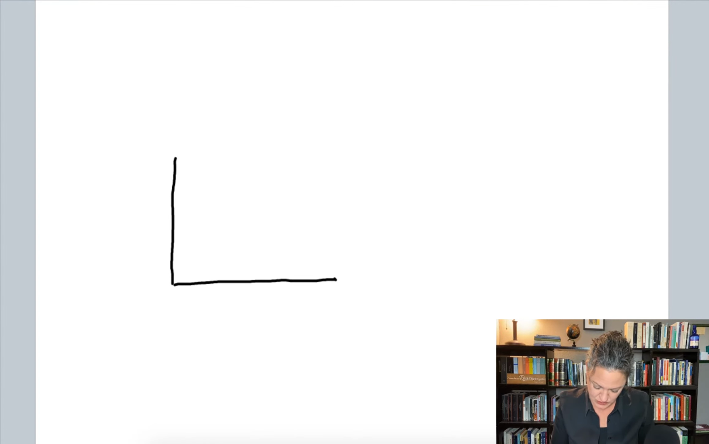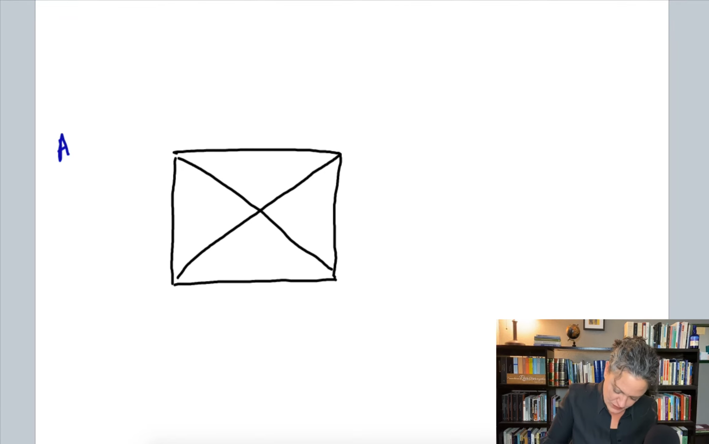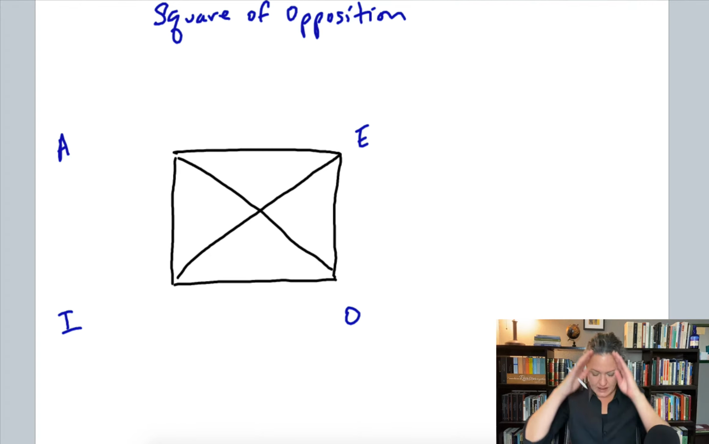And I'm going to show you how these judgments are related on the square. This corner is the A corner. This is E, this is I, and this is O. This is called the square of opposition. Now, A, E, I, and O represent the kind of proposition that goes there in that corner.